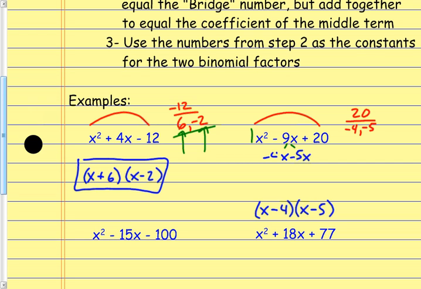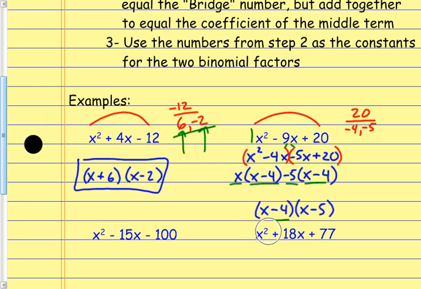Everything else tags along for the ride. And now I do my factoring by grouping. Out of the first group, I can factor out an x, leaves me with an x minus 4. Out of the second group, I can factor out the negative 5, which leaves me with an x minus 4. And now I have in parentheses, the x minus 4 is one of my factors, and then the x minus 5 is my other.